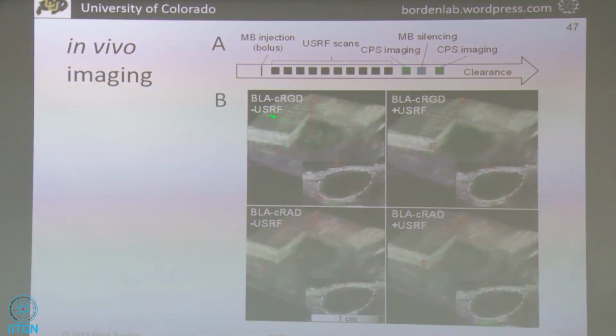So you can see a big difference with the RGD plus or minus ultrasound. See all that green in there versus here? I don't know if you can see it very well. It's there. Then you can also see the difference between RAD and RGD, much less binding. So the control bubble is not binding, and the target bubble is only binding when you apply the radiation force.